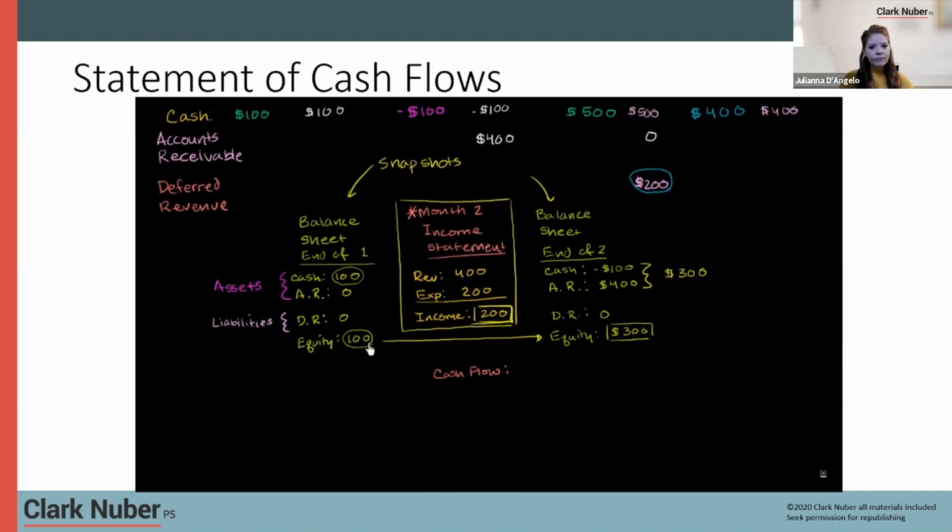So they'll start with your net income, or actually they'll start with the cash that you started out with. So they take you from this cash balance to that cash balance. So they'll say something like starting cash we know is $100.